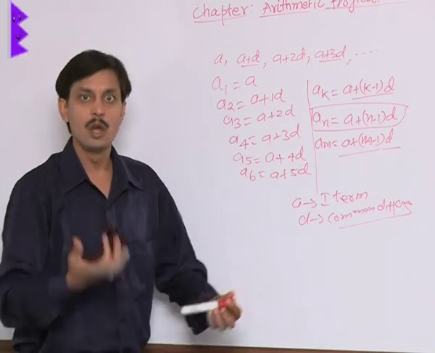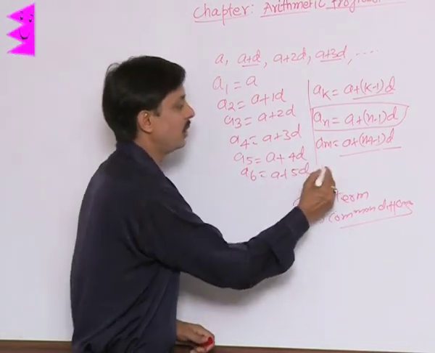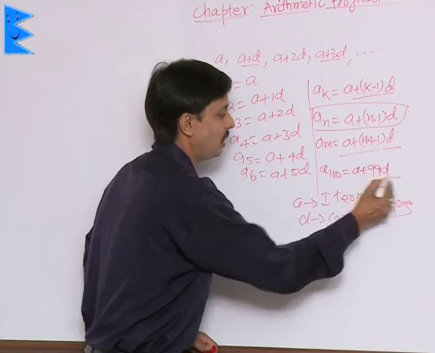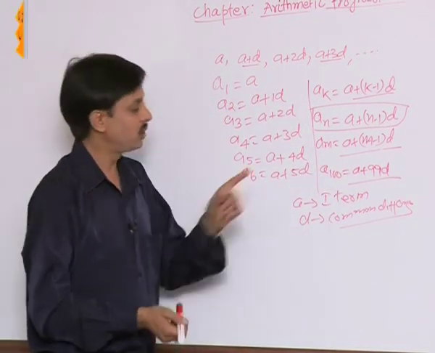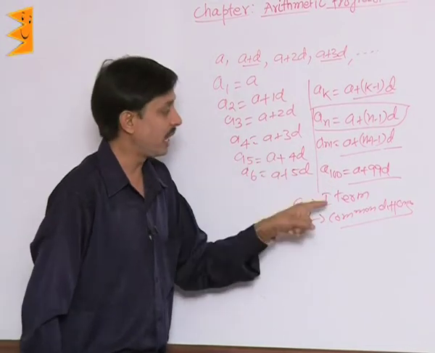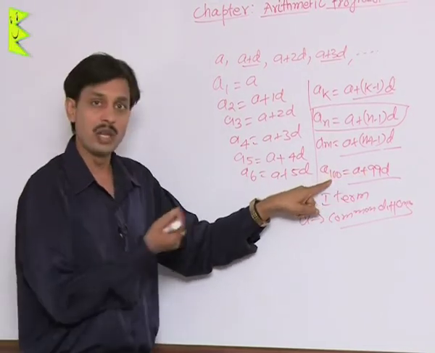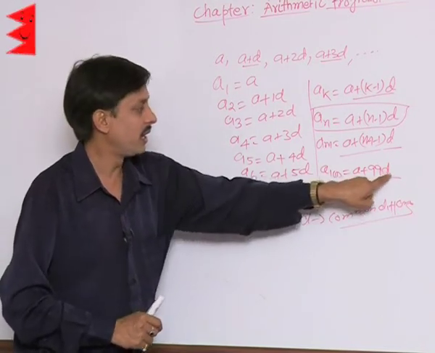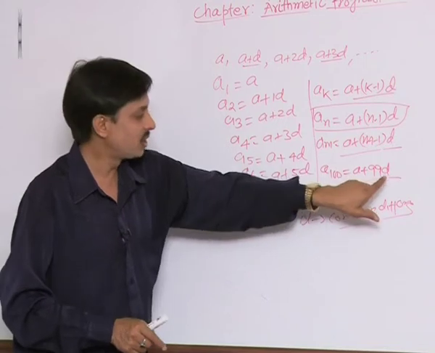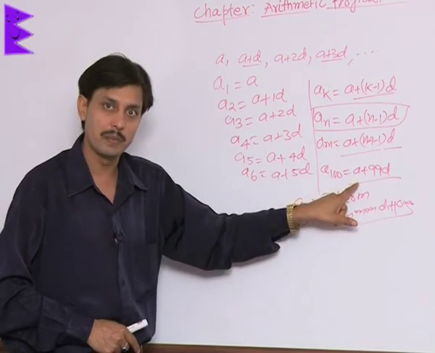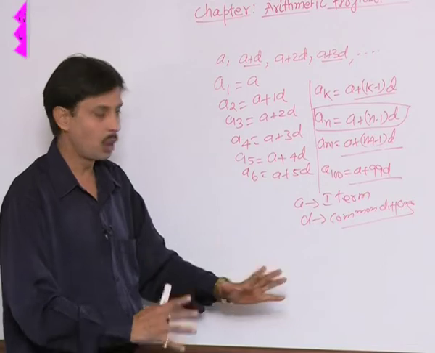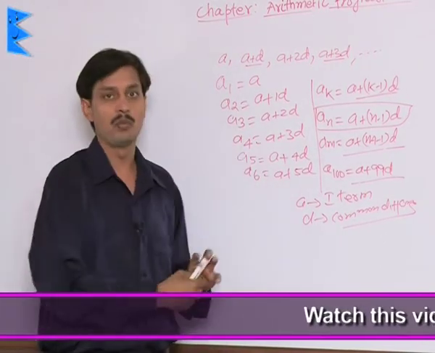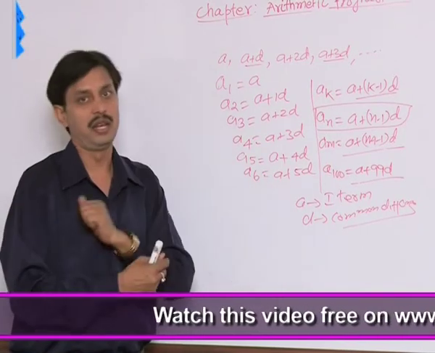Suppose somebody asks, what is its 100th term? You will say A100 equals A plus 99D, because whenever we want to find a term, we add one less than its number. We are finding the 100th term, 100 minus 1, 99. 99 into D becomes 99D. This 99D will be added to the first term. What is the first term? A. So this is the formula, generating the formula for finding the nth term.